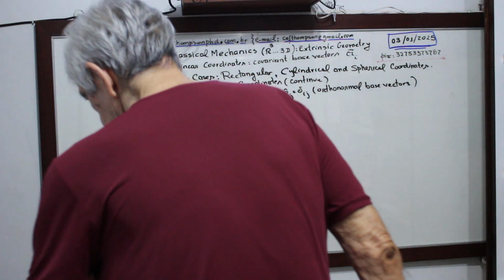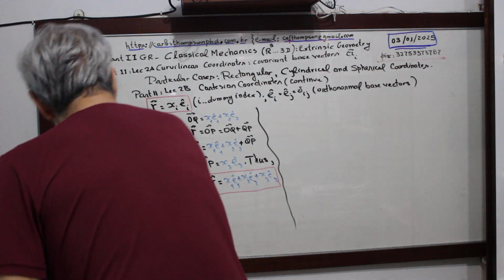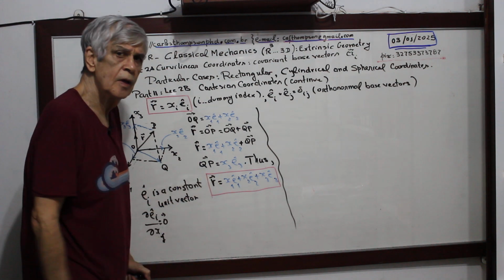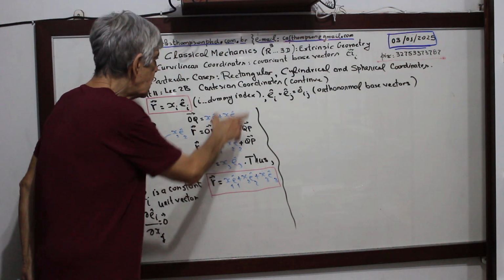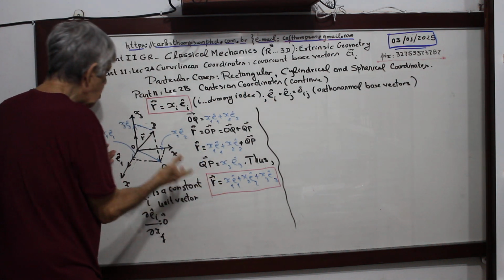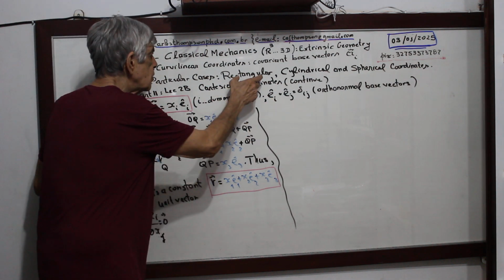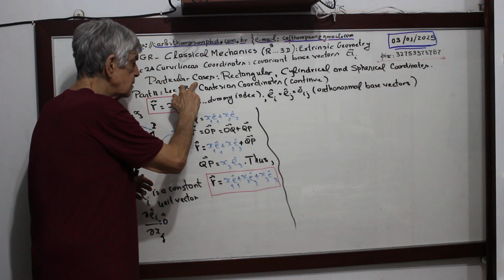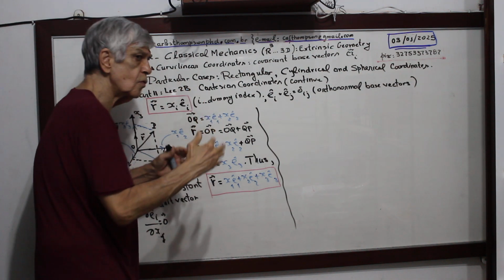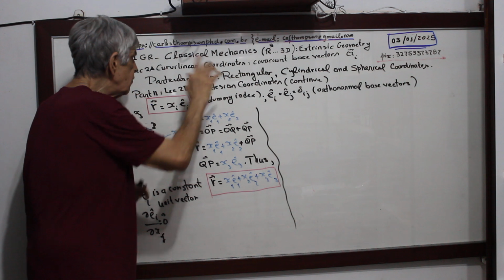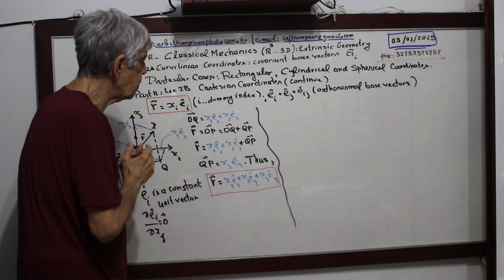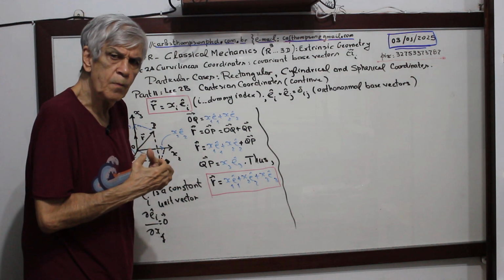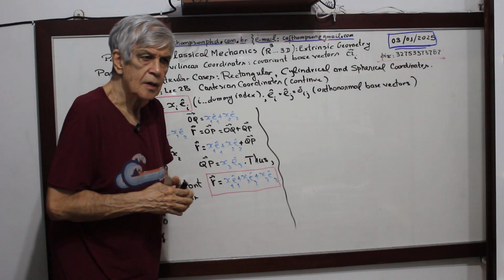Let's continue. This is lecture 2b, a continuation of lecture 2a, Cartesian coordinates, or you can call them rectangular coordinates. Those are particular cases. A particular case of what? General curvilinear coordinates.